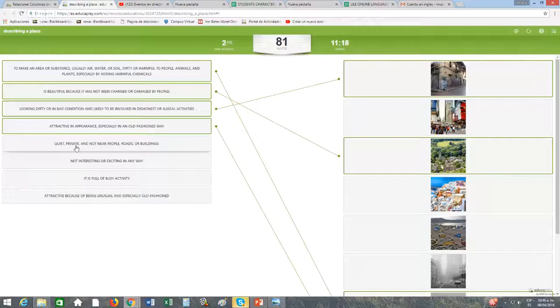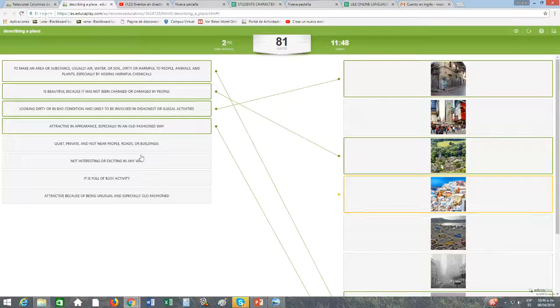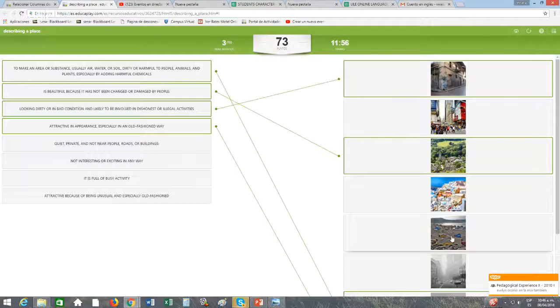Quiet, private, and not near people, roads or buildings. No people, no roads, no buildings. We get number 1, 2, 3. I think it's the fourth. This one? No, teacher. 1, 2, 3, 4. Yes. Okay. Private, no roads. It's the other. Number 5. Number 5.